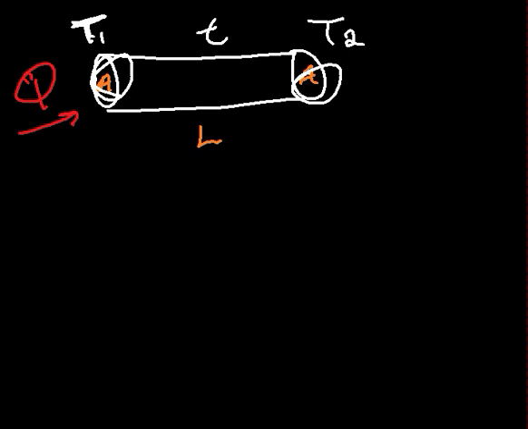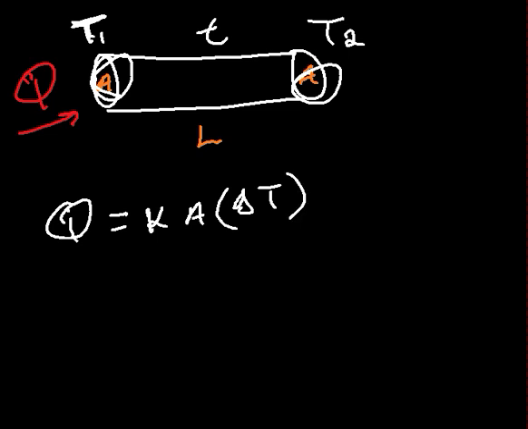So what is the heat being transferred? The heat being transferred is given as K, which is the conductivity of the material, times the cross-section area, times the change in temperature between the two ends, divided by the length of the conductor, times the time. This is the formula that is used to express the heat transferred via conduction.